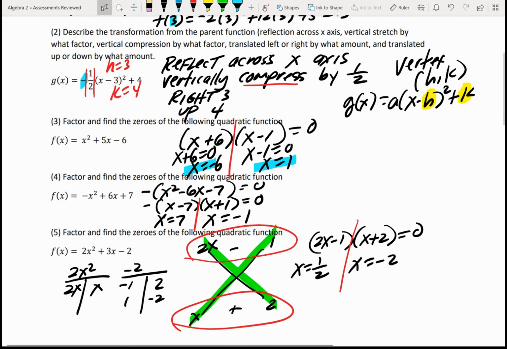Okay, number 4, so you have to factor out that negative. And that leaves you with x squared minus 6x minus 7. Now factors of negative 7 that add up to negative 6, that's negative 7 and positive 1. So we have x minus 7 times x plus 1. We set each factor equal to 0. We get x is equal to 7 and x is equal to negative 1.